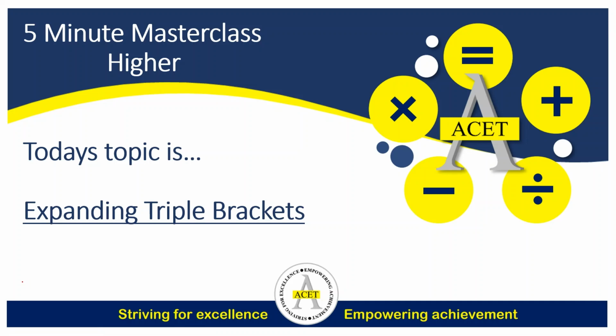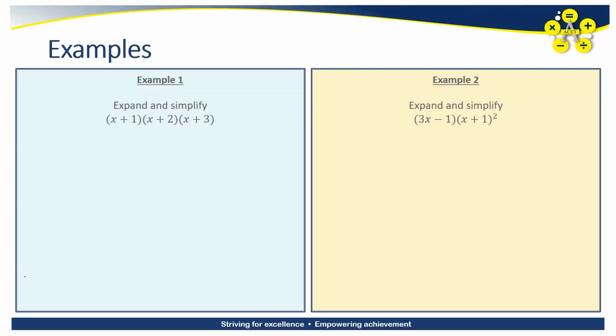Today's topic is expanding triple brackets. Okay, so to expand triple brackets, we need to remember that what this is asking us to do is to multiply. So I'm multiplying everything in the first term by everything in the second bracket, multiplied by everything in the third. And remember that multiplication is commutative, so it doesn't matter which order we do things in.